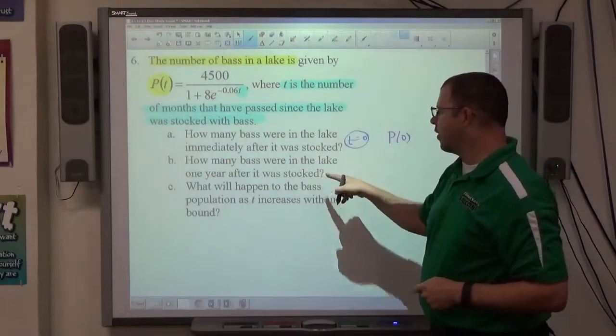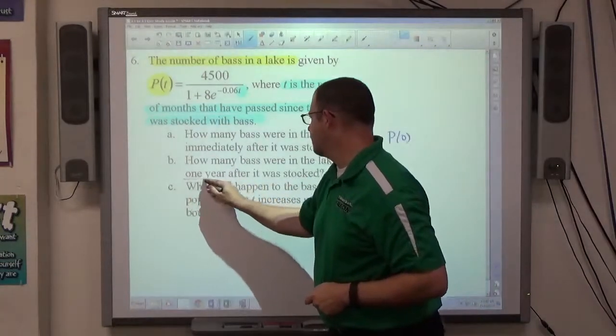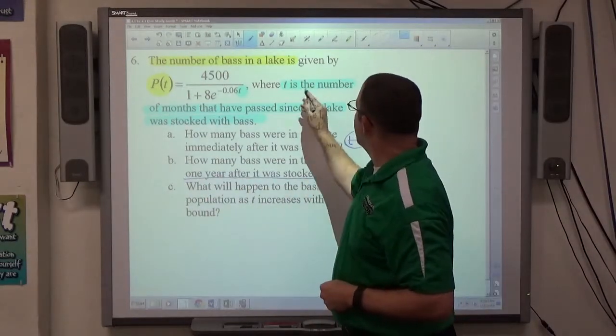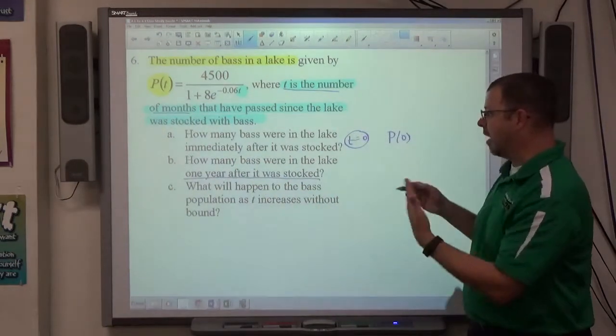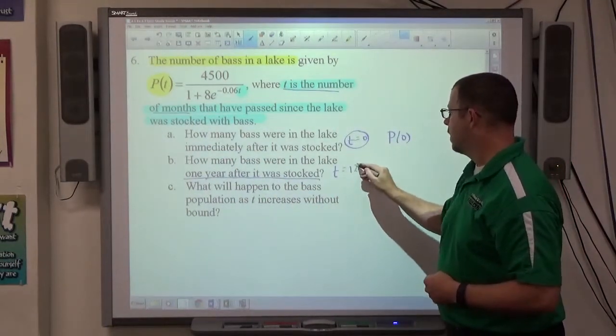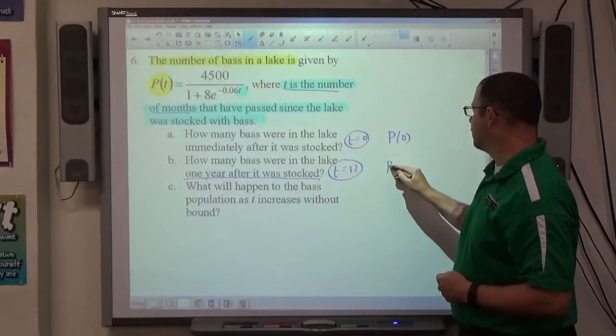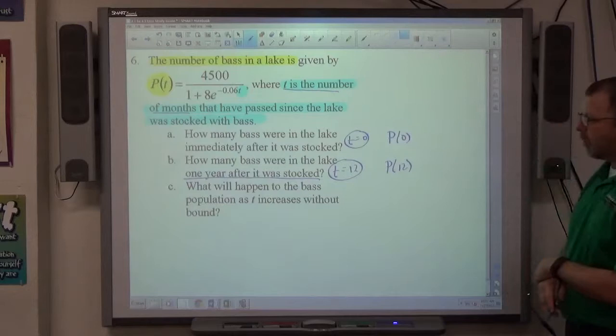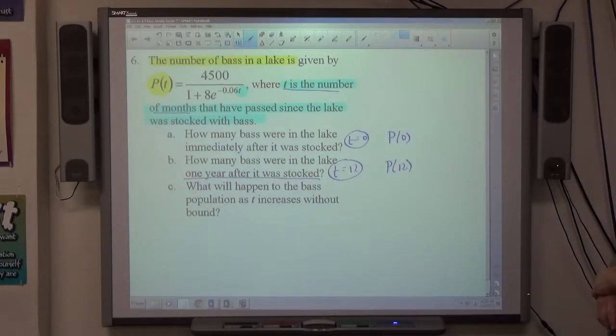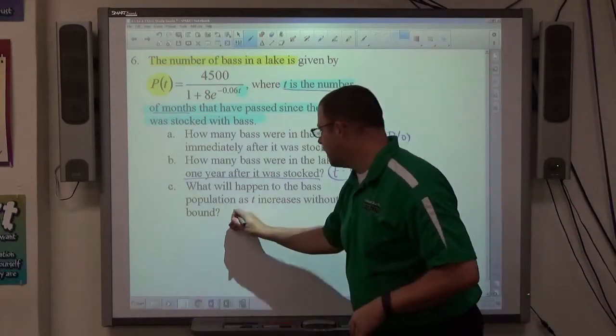How many bass were in the lake 1 year after it was stocked? Now, T is the number of months, not the number of years. So if they say 1 year after it was stocked, that'd be 12 months. And we're looking for a number of bass again, so P of 12 is what we're concerned with. And then finally, question C, what will happen to the bass population as T increases without bound? In other words, T gets really big.